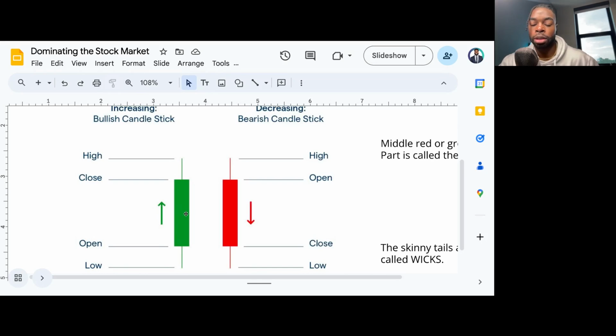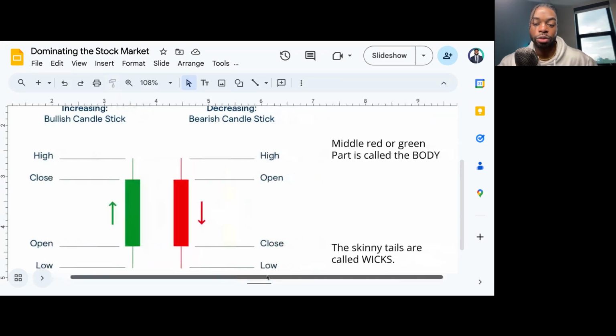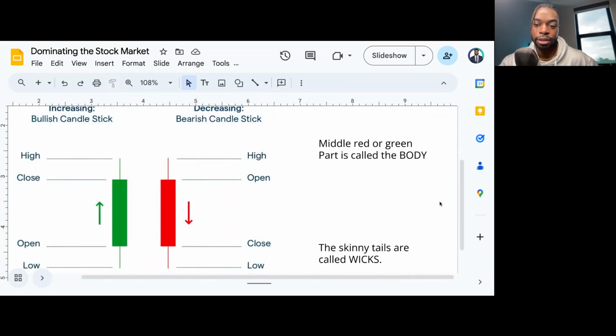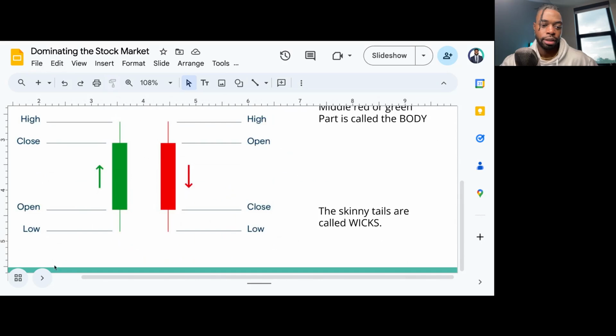The middle part is called the body. These stick parts are called wicks. And then you have the high, the low, the high, and the low. Again, for green candles, you start at the bottom and you move up. That's why it's green. And for red candles, you start at the top and move down. That is the direction that price is moving. You need to understand this. The middle part is called the body, and the top and bottom parts, these skinny tails, are called wicks. That's why they're called candlesticks.